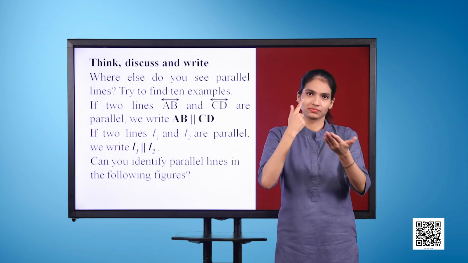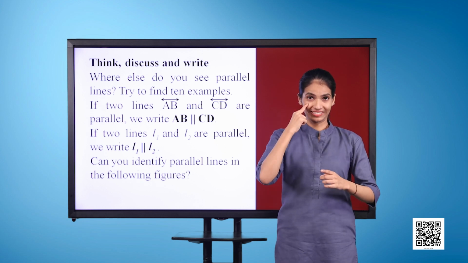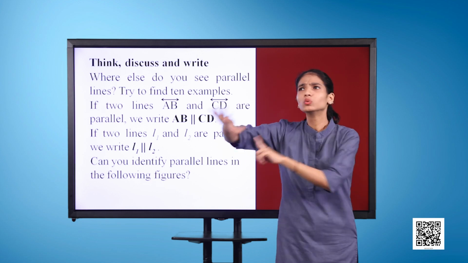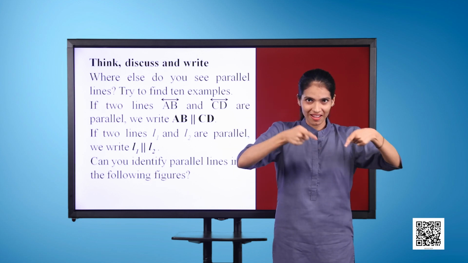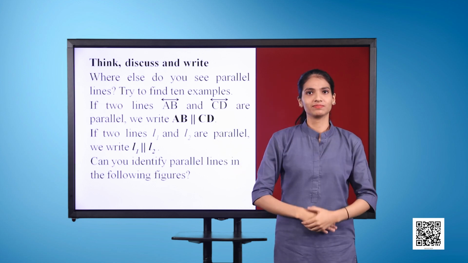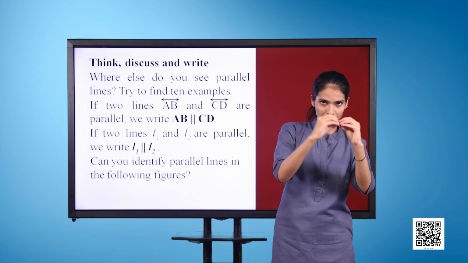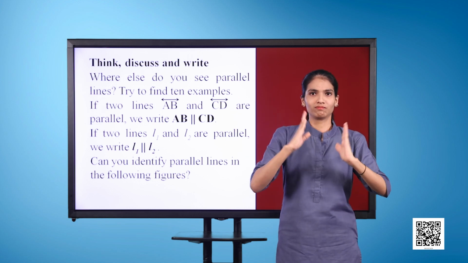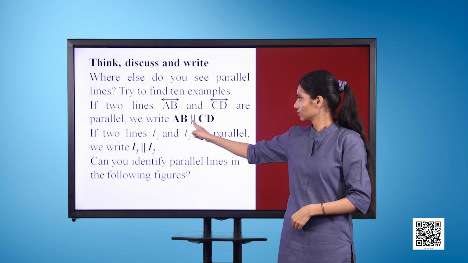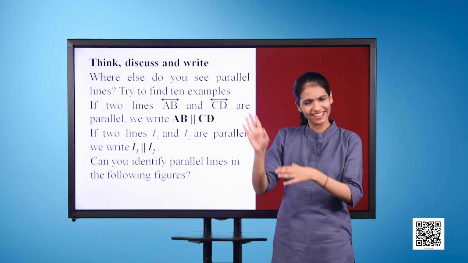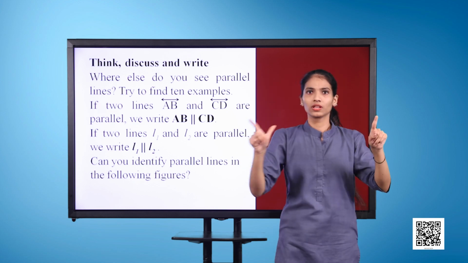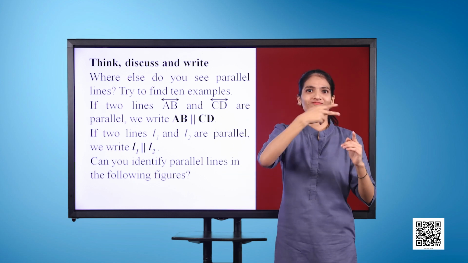Think, discuss and write. Where else do you see parallel lines? Try to find 10 examples. If two lines AB and CD are parallel, we write AB ∥ CD. If two lines L1 and L2 are parallel, we write L1 ∥ L2.